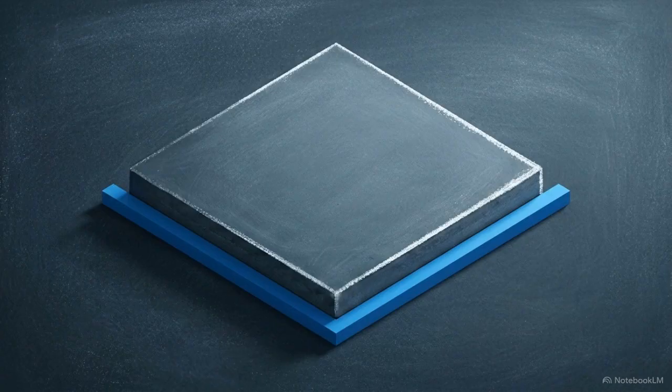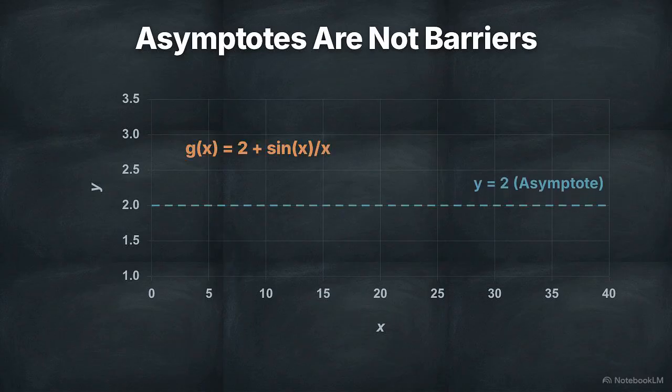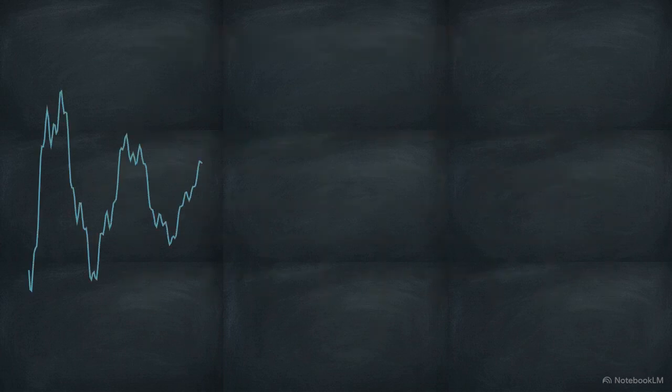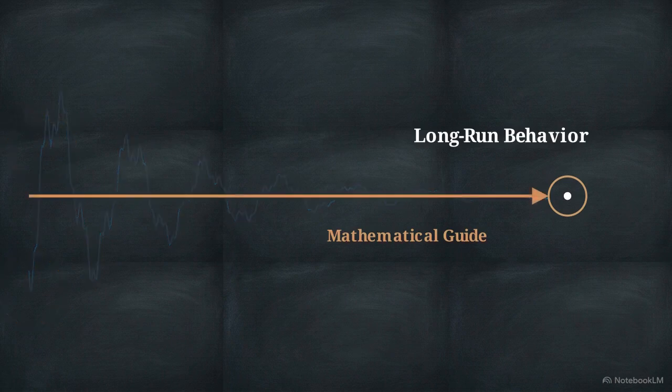There is a common misconception taught in early algebra that an asymptote is an impenetrable physical barrier, a wall that a graph is forbidden to cross. This graph shows the function 2 plus the sine of x, all divided by x. Because the sine wave naturally fluctuates up and down, the line repeatedly pierces right through its horizontal asymptote. But as x continues to grow, those waves dampen, and the graph hugs the line tighter and tighter. The asymptote is merely a mathematical guide for the final destination. It describes the long-run behavior, entirely ignoring the localized bumps along the journey.